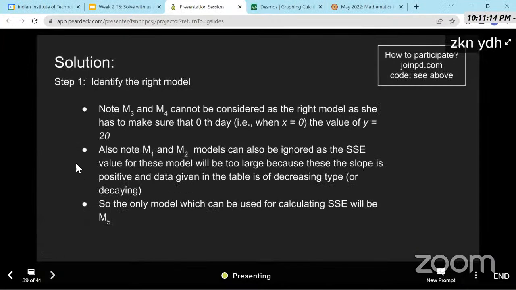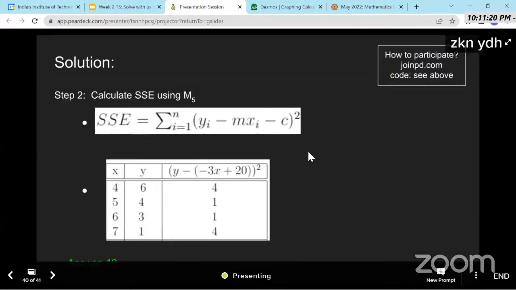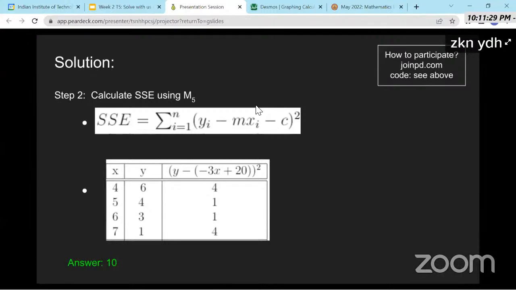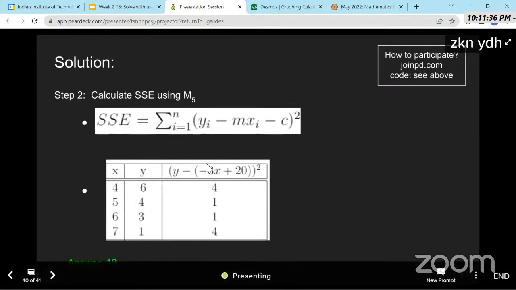Okay. So now, having known this, it's the same thing I have told. It's the same thing written here. You can read this later on. Now, all we did was find this SSE using C. We are finding the SSE for the M5 model. You're basically computing the sum squared error using the M5 model. When you do this, you get something like y minus 3x plus 20, the whole square. And when you substitute this, you get the answer as 10.